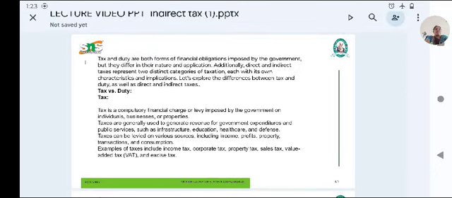Tax is a compulsory financial charge or levy imposed by the government on individuals, businesses, or properties. Taxes are generally used to generate revenue for government expenditure and public services such as infrastructure, education, healthcare, and defense. Tax can be levied on various sources including income, profit, property, transactions, and consumption. Examples of tax include income tax, corporate tax, property tax, sales tax, value added tax, and excise duty.